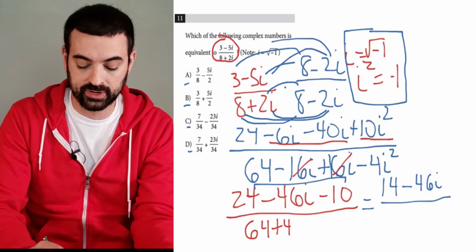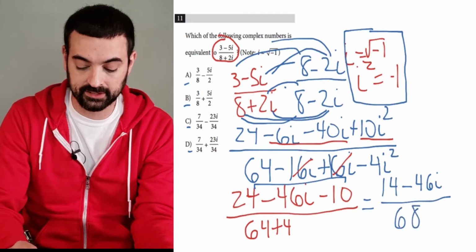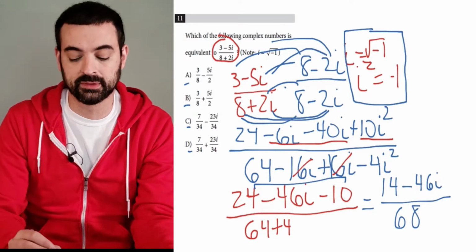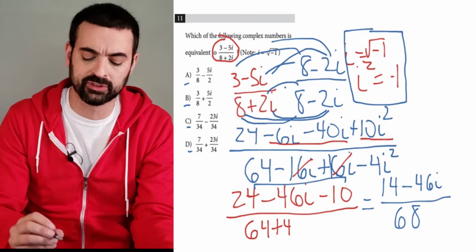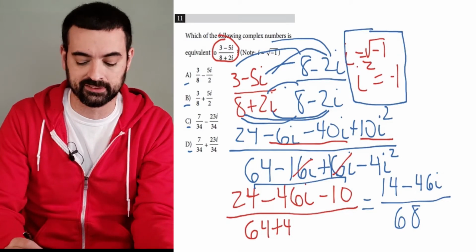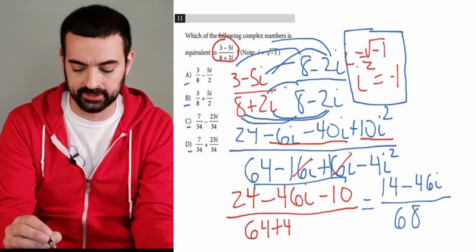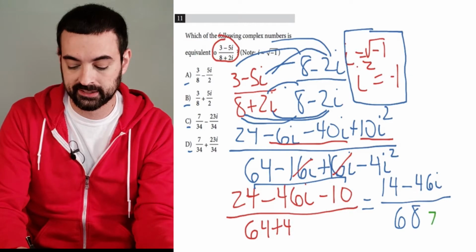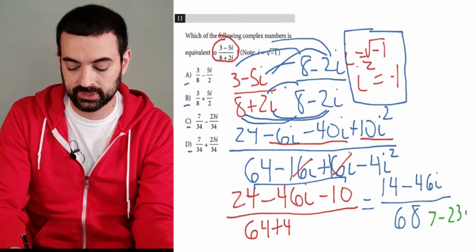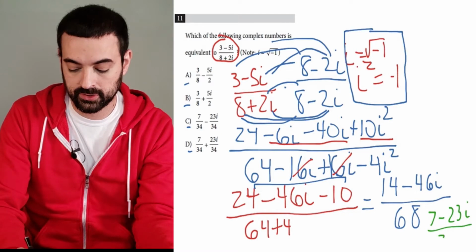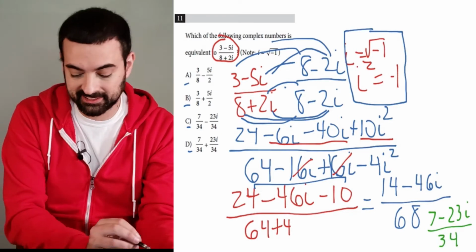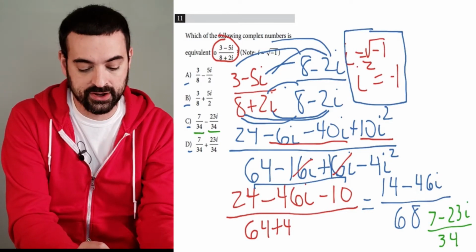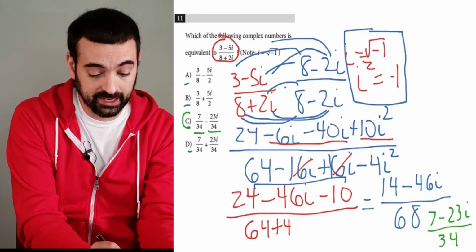And in our denominator, we've got 68. We're going to simplify each of these terms, and then we're going to break them into a real and an imaginary portion, and we'll see if our answer matches any of the answer choices. Both the numerator and denominator are divisible by 2, so let's turn this into 7 minus 23i over 34. And that's the same as 7 over 34 minus 23i over 34, which is answer choice C.